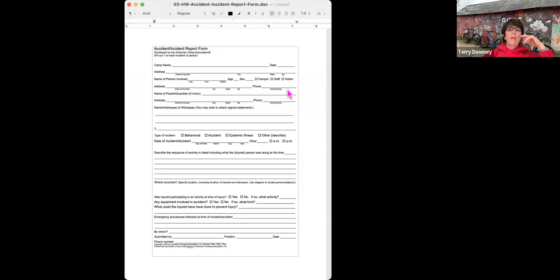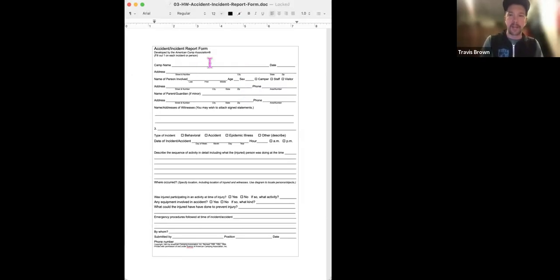Totally. Excellent. Well, I'm going to pull up an example of an incident report. I found this on the American Camp Association website, and I thought it was pretty good. It allowed for some flexibility, but we can definitely talk about some changes that we might want to make to it. Okay. Can everyone see the accident incident report form up at the top? Yep. Excellent.